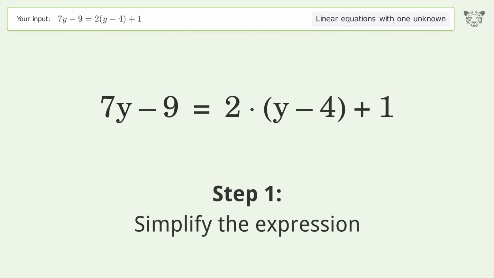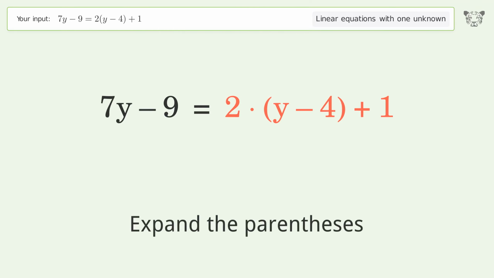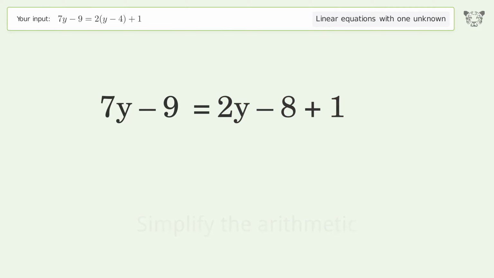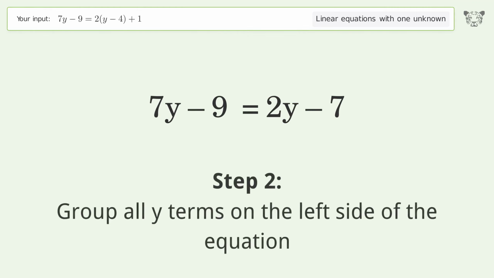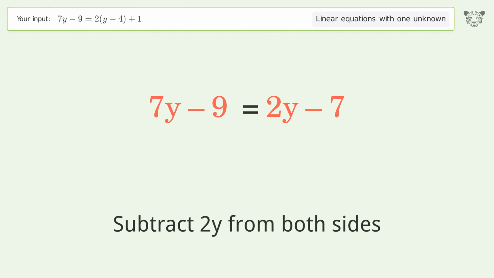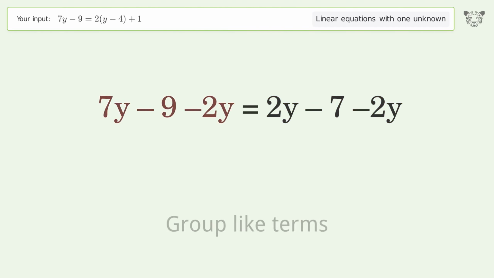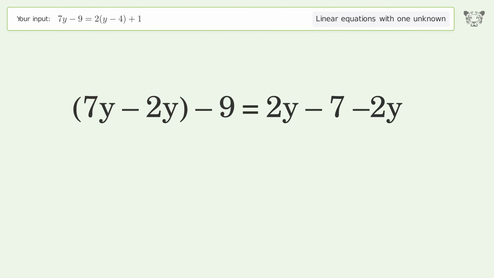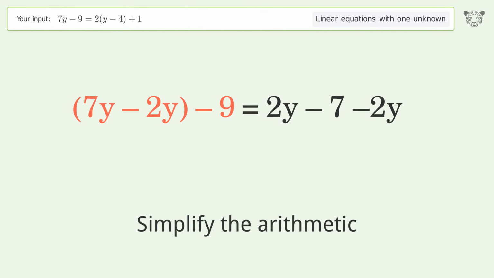Simplify the expression. Expand the parentheses. Simplify the arithmetic. Group all y terms on the left side of the equation. Subtract 2y from both sides. Group like terms. Simplify the arithmetic.